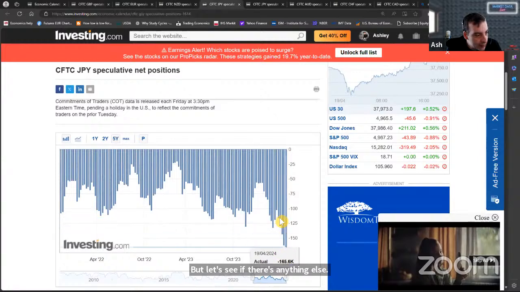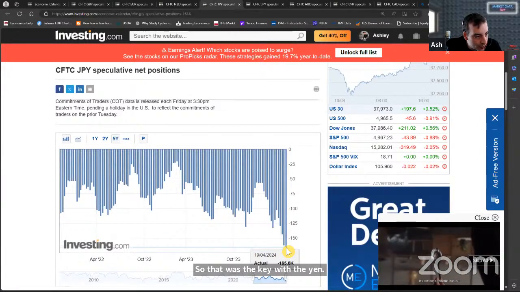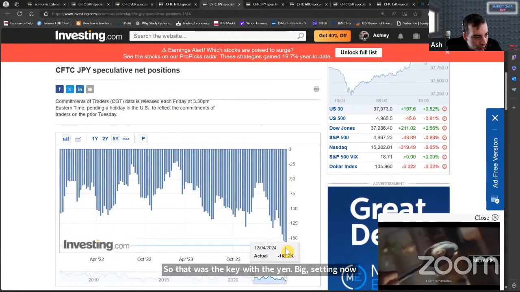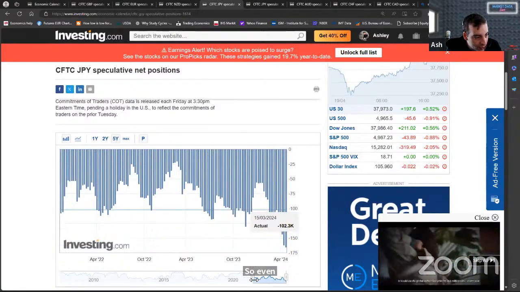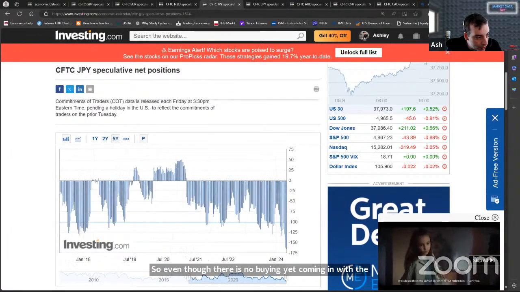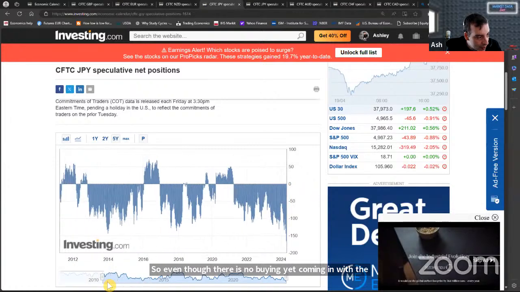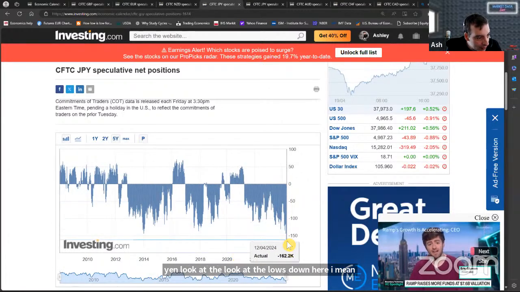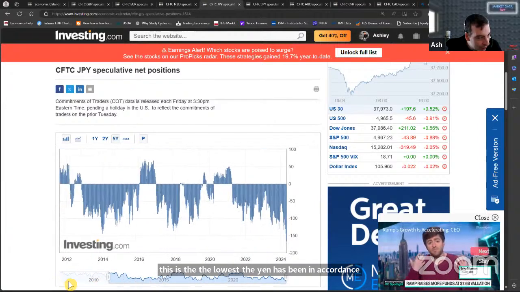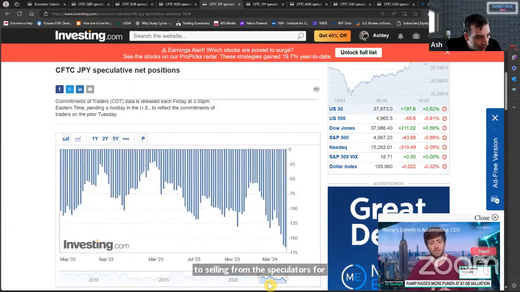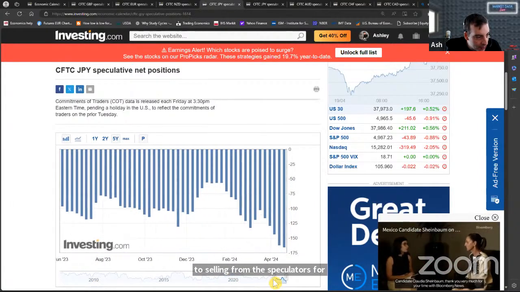The yen, big selling. Now the yen's another one. So even though there is no buying yet coming in with the yen, look at the lows down here. This is the lowest the yen has been in accordance to selling from the speculators for what looks like around about 8 years. Now, this is quite dangerous because this does suggest the selling is going to continue.